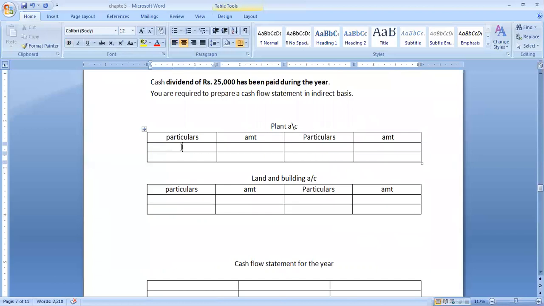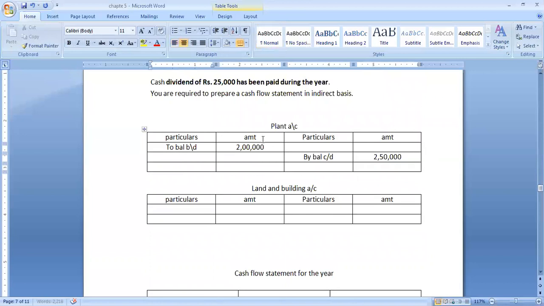So I told you, you need to prepare a separate plant account and the land and building account. So prepare a separate plant account. To balance brought down: what is the value of brought down which is given here? It is 2 lakhs. There is also balance carried down. What is the value of carried down? It is 2 lakh 50,000.